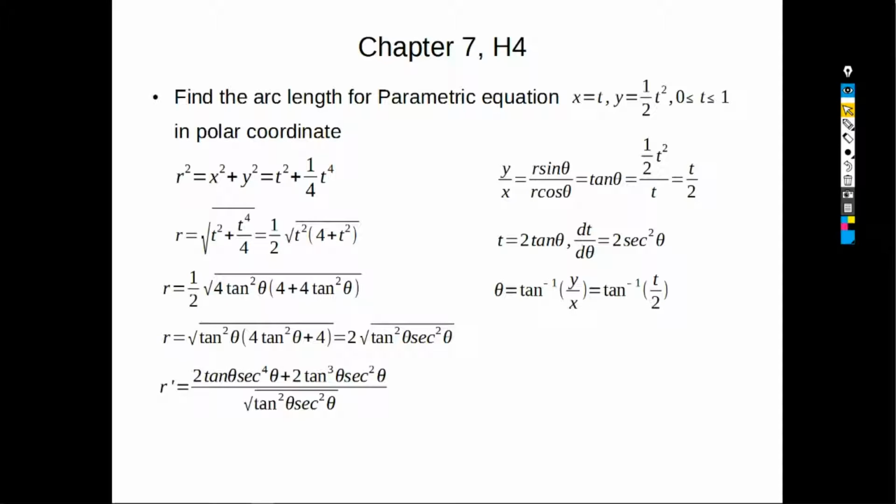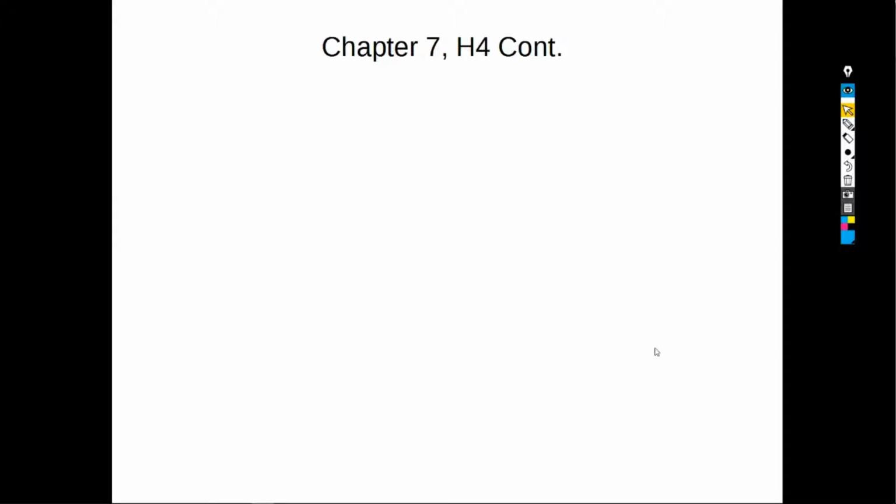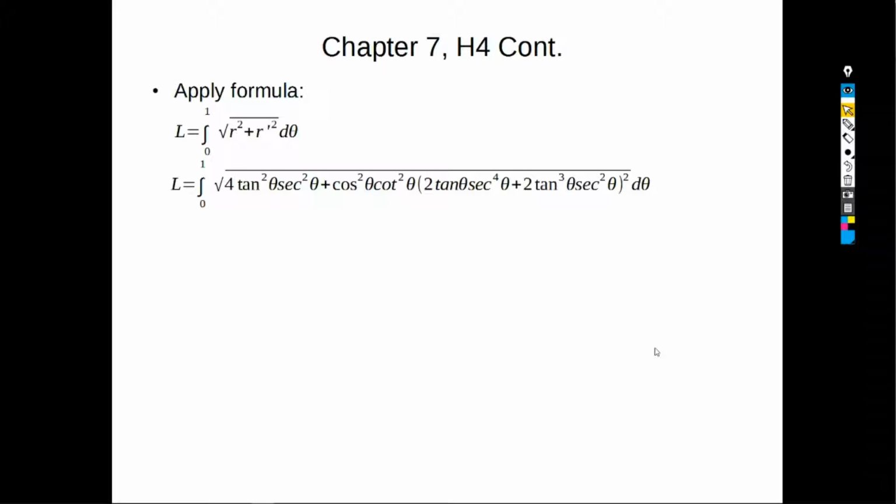Then you find r prime. r prime equals 2 tan theta secant to the 4th theta plus 2 tan cubed theta secant squared theta, divided by the square root of tan squared theta secant squared theta. Now we just have to apply the formula for arc length in polar coordinates to get a nice and long equation. This equation simplifies down to 2 times the square root of secant to the power 6 theta times 3 sine squared theta plus 1 d theta.